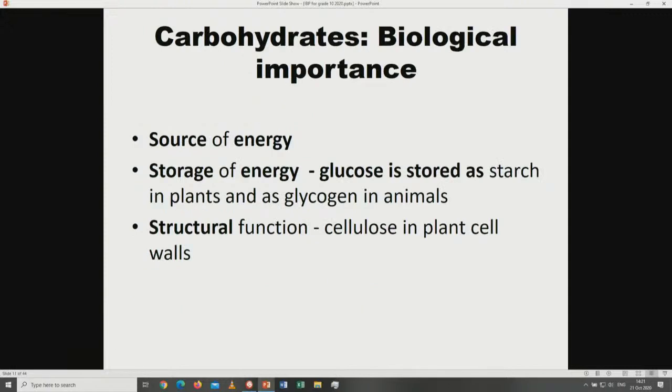Now, the biological importance of carbohydrates is that they are the source of energy. They provide us with energy, as we know that carbohydrates are sugars, and sugar gives us energy. Storage of energy: glucose is stored as starch in plants, and then it is stored as glycogen in animals. Now, this serves as energy reserves. We know that when sugar levels are low in the body, glycogen that was stored in the body will be broken down into glucose so that sugar levels in the body will be restored. And also they serve a structural function. We know that the walls of plant cells are mainly made up of cellulose.